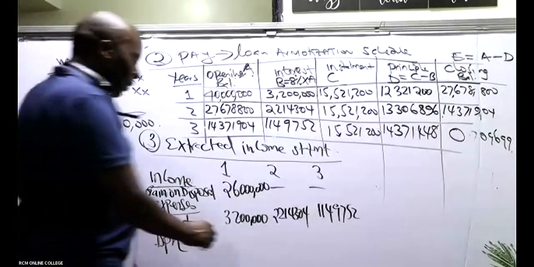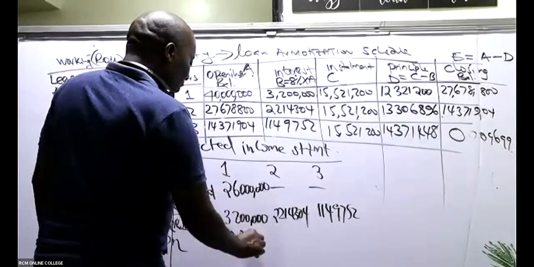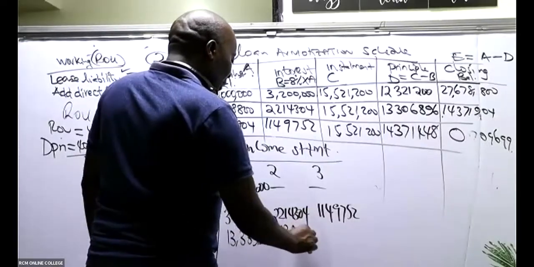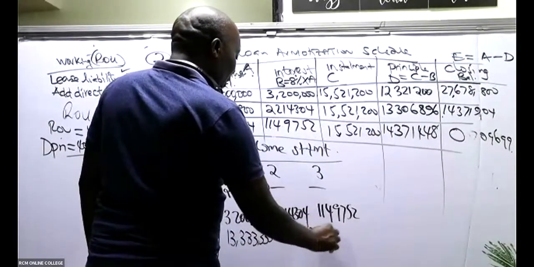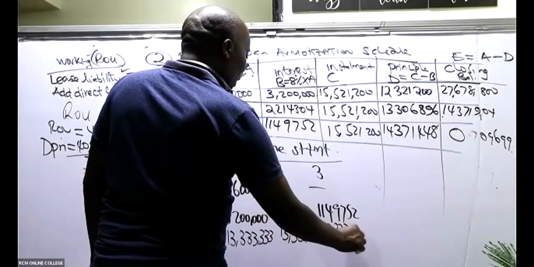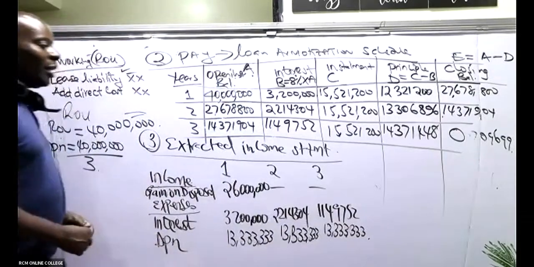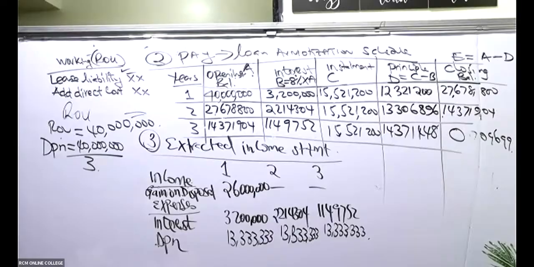So we have here 13,333, 13,333, 333. And now you are through with your extracted income statement. So these are the numbers that you'll be able to take out of your income statement pertaining to your leased asset. These are the numbers you should be able to take to your full income statement now, pertaining to this extracted income statement.